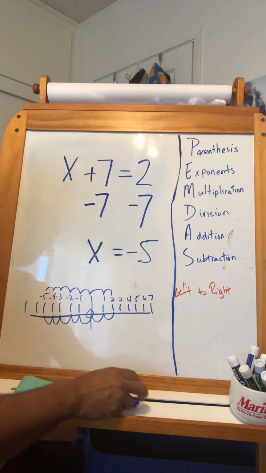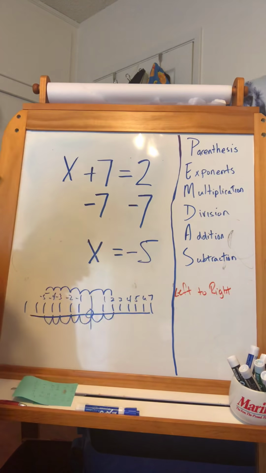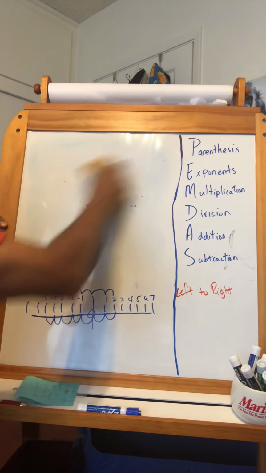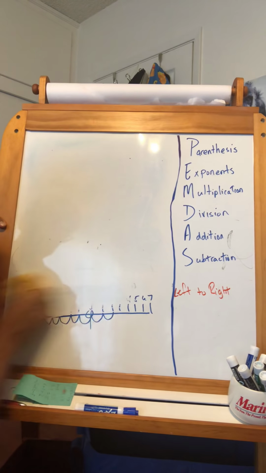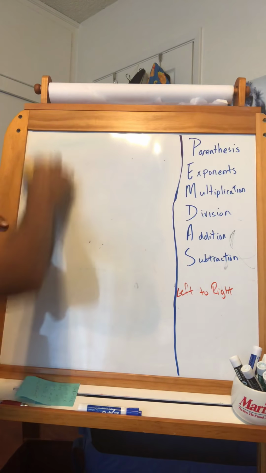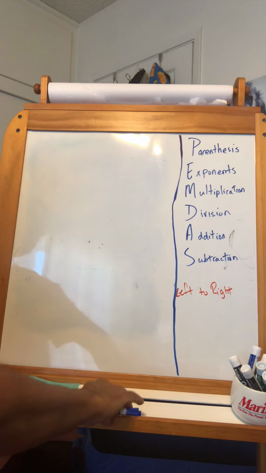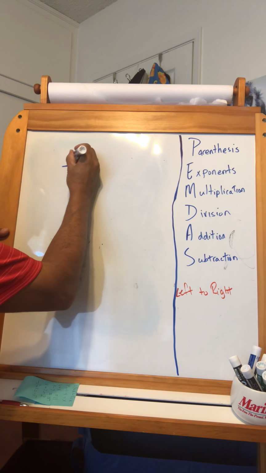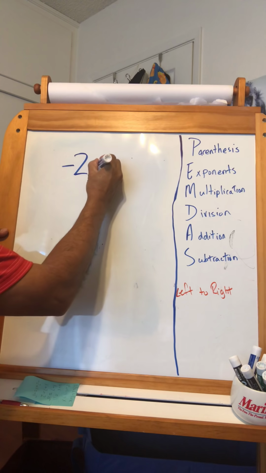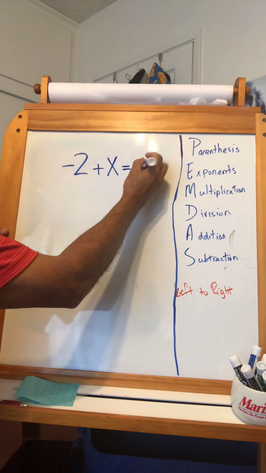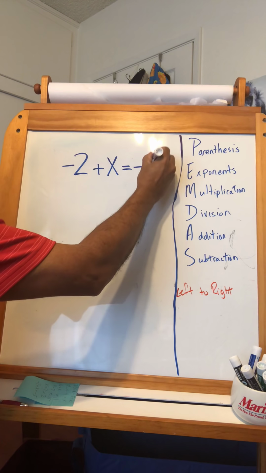Okay? I hope that was clear. Let's do another one. That may not have been clear. I want to be sure. Let's start with the negative. Maybe that'll be a little clearer. Negative 2 plus x equals negative 5.